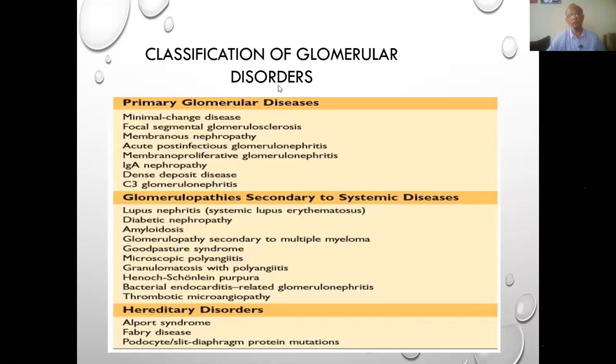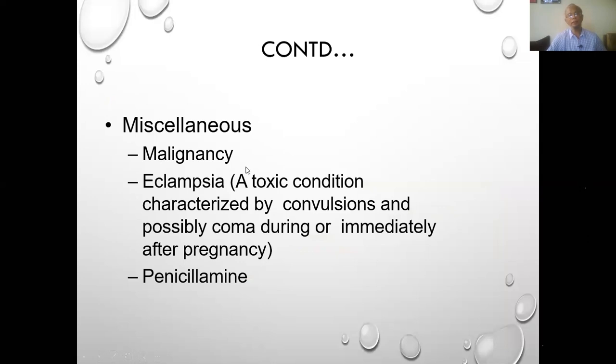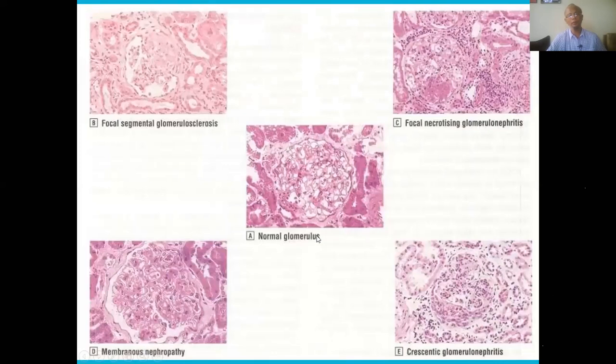And in hereditary disorders, you will get Alport syndrome and Fabry disease, and podocyte slit diaphragm protein mutation. And in miscellaneous causes, you will get malignancy, eclampsia, and also some drugs and heavy metals, like penicillamine. So these are the conditions where you will get glomerulonephritis.